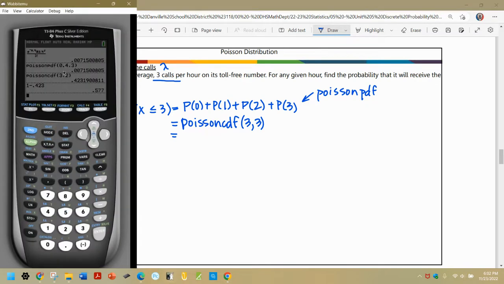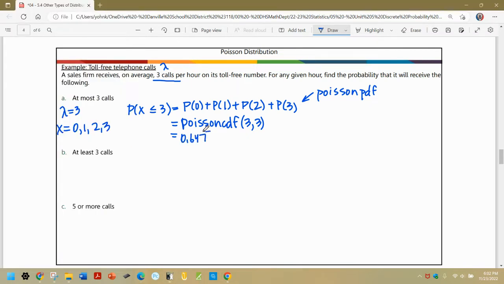So if I go to my calculator and I go to second vars and I go to Poisson CDF and I do lambda of 3 and an x value of 3 and hit enter, I should get 0.647. So that means that if I'm averaging 3 calls per hour, during a given hour, there's a 65% chance that I'll have at most 3 calls.